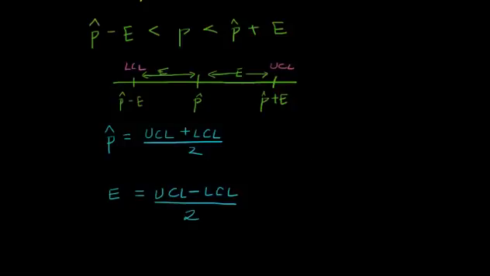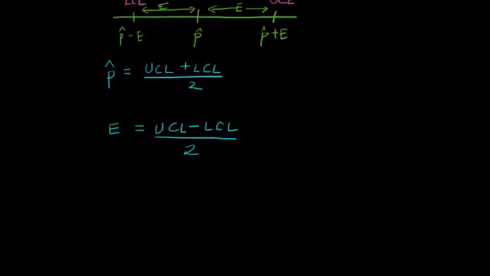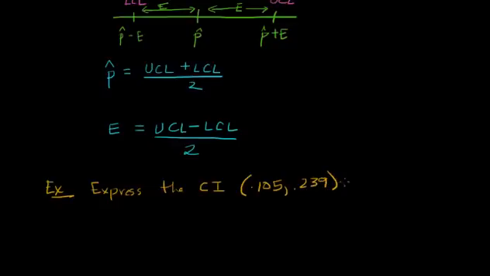So let's look at a quick example. And say here are directions. Express the confidence interval, I'm just going to abbreviate that, CI. And here we're given a confidence interval. It's written in interval notation, like this, in the form p hat plus or minus e. That's one way we can express a confidence interval, right?